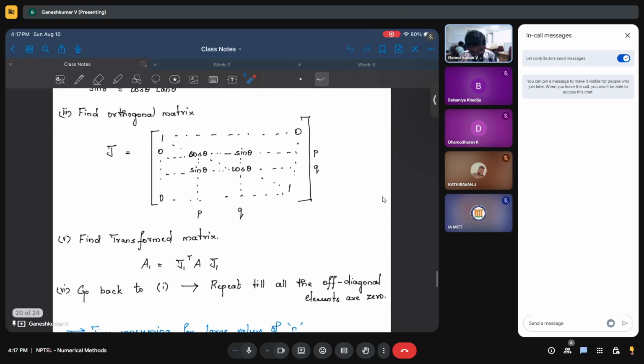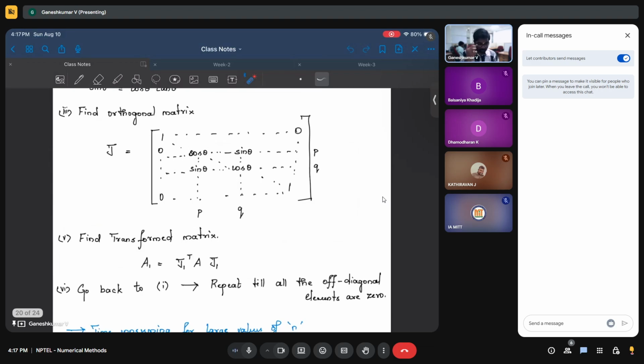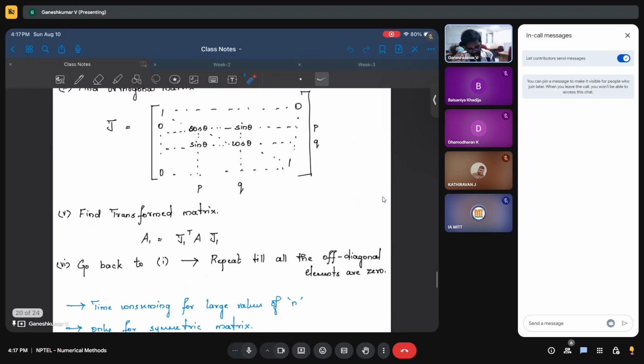Once you find the angle, you need to construct the rotation matrix. Once you find the rotation matrix, we all know it's going to be cos, minus sine, sine and cos. These are the four elements that you have within the rotation matrix. Now you need to place these four elements at an appropriate place. Once you place that, that becomes your overall rotation matrix.